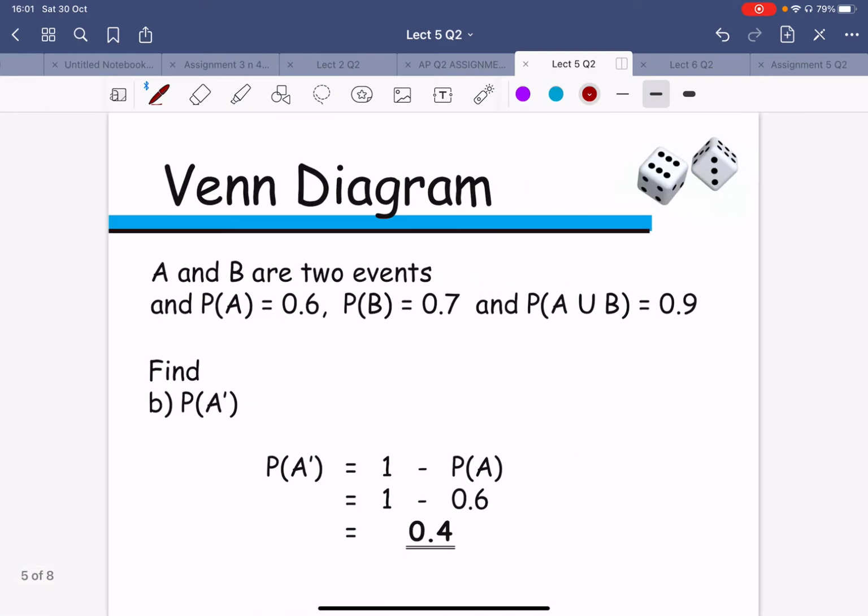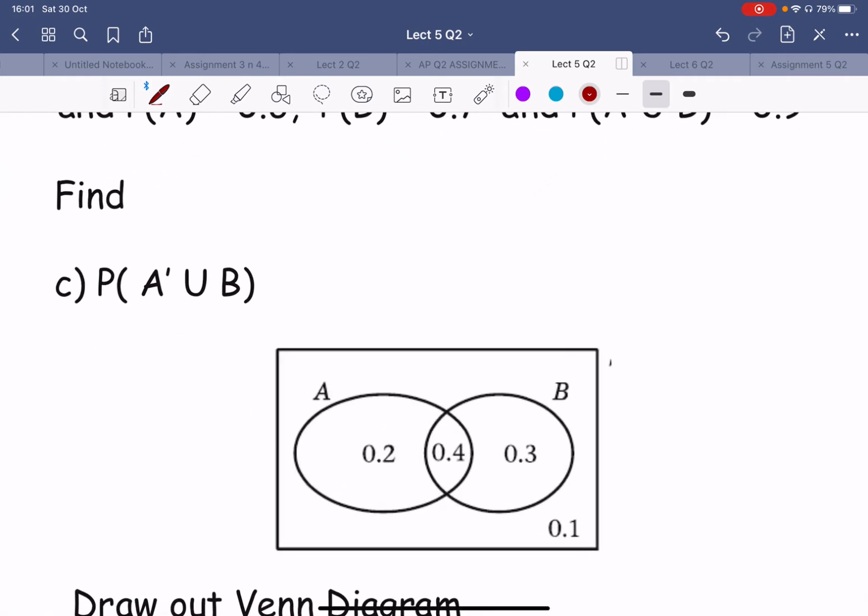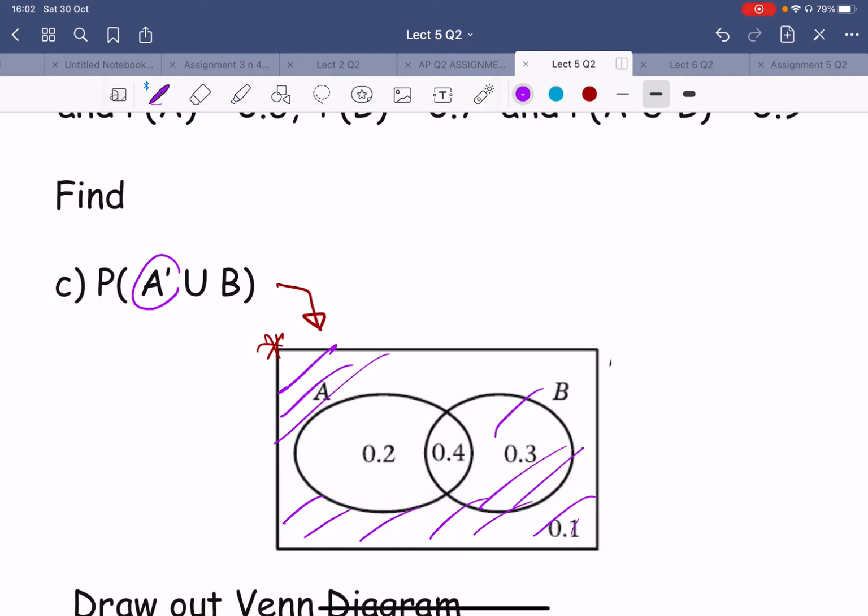Okay, let's see how we can do this one. A naught, okay, this is listing all the Venn diagram out here, so we'll be using this diagram. A naught, I will use purple for this. Okay, A naught is this, everything that is not A. Okay, union with B. Union with B means this is B. I want all the B's.